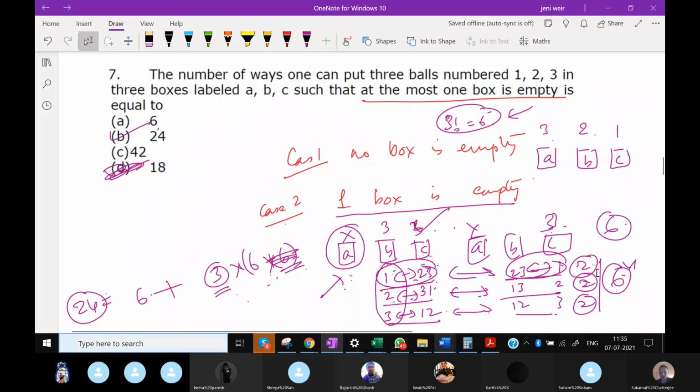Is it clear? So why have we added plus 6? Because this is case 1, right? What is the condition? Condition is either we can have case 1 or case 2. There is no connection between case 1 and case 2. There are 2 different cases. Case 1 is what? Each box is having one ball. That has no connection with case 2. Case 2 is a combination of these 6 possibilities. But case 1 is different.